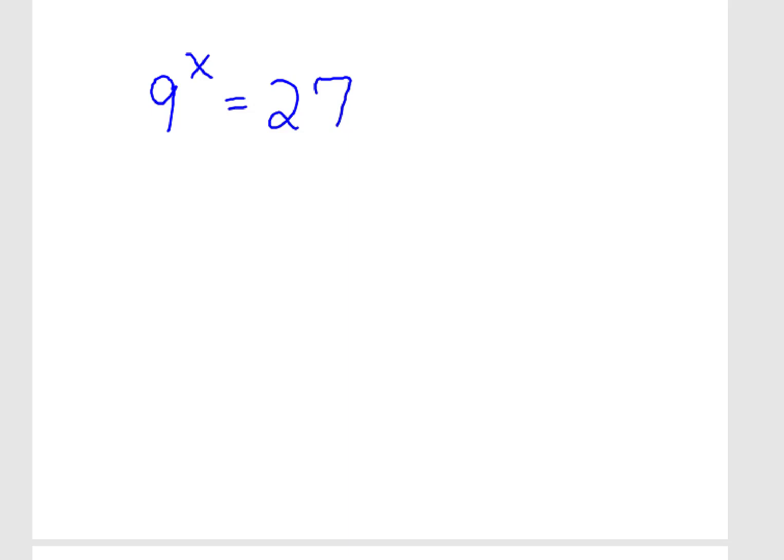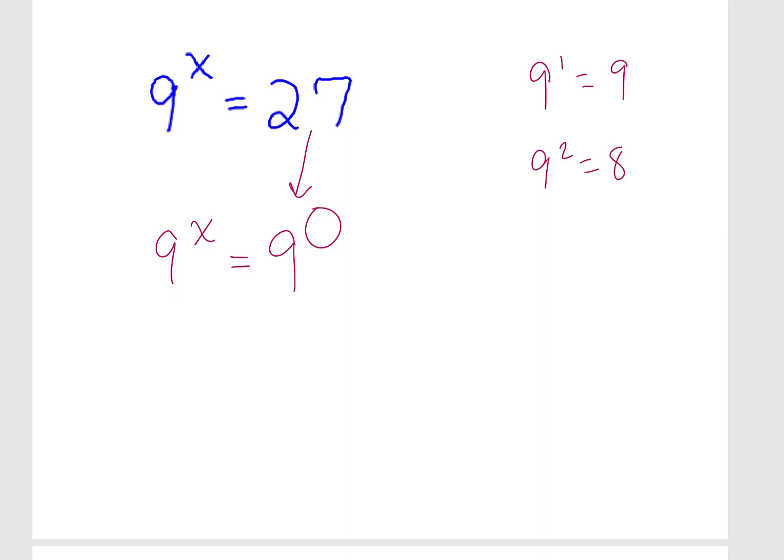Okay, I have 9 to the x power equals 27. So probably the first approach that somebody might take, since we were just talking about getting the bases the same, is they would say, okay, 9 to the x power equals 9 to the something power, right? And they are trying to make it equal to 27. Well, if you were to start taking 9 to each power, 9 to the first power is 9. 9 squared jumps all the way to 81. So I don't have that option, right?